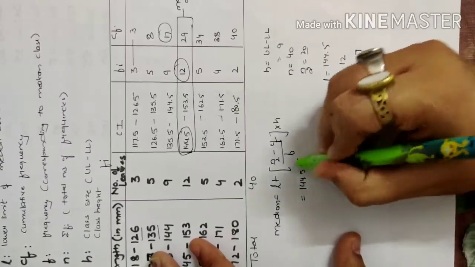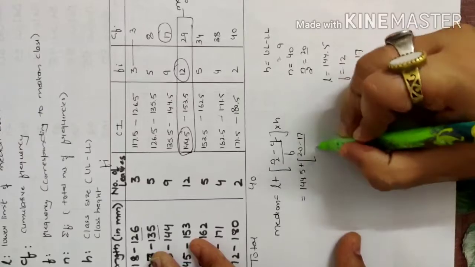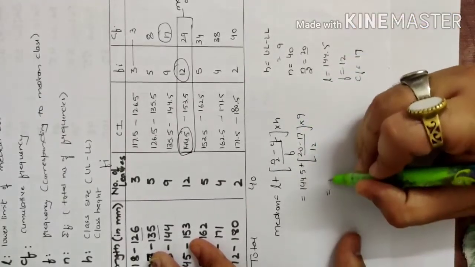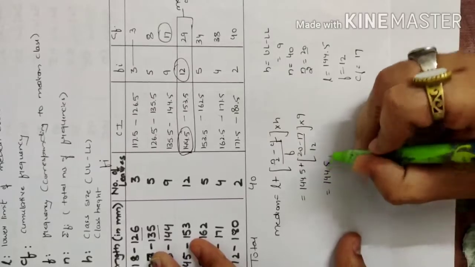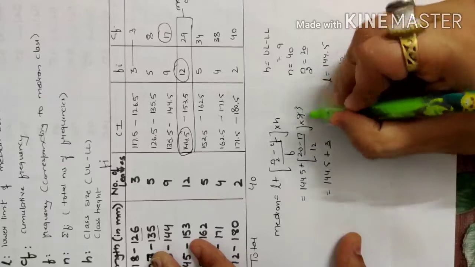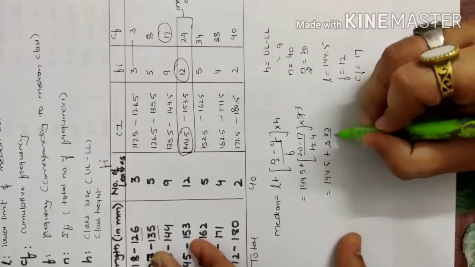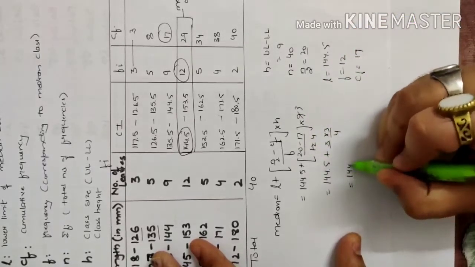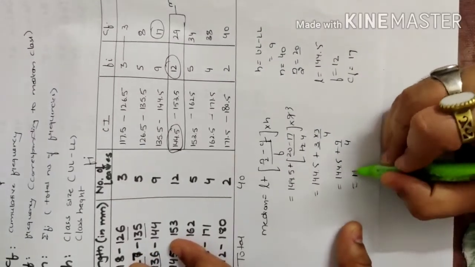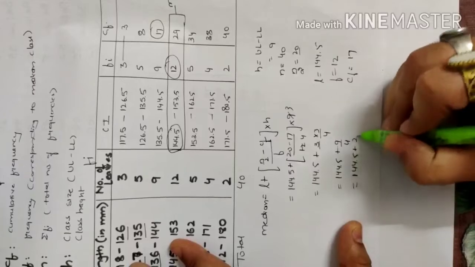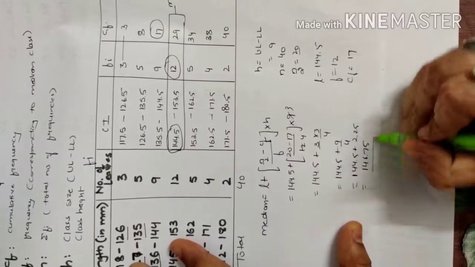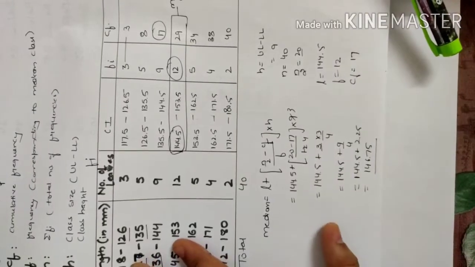Now substituting all these values in the formula: 144.5 + (20 - 17)/12 × 9. Solving this, 144.5 plus 3, cancelling, this will be 4 into 3 by 4, 144.5 plus 9 by 4. If you solve this further, 144.5 plus 2.25. So the median of the data will be 146.75. This will be the median of the data.